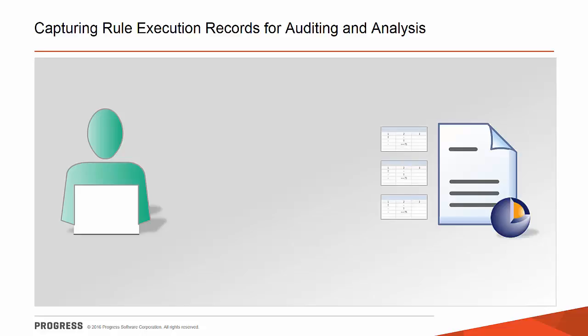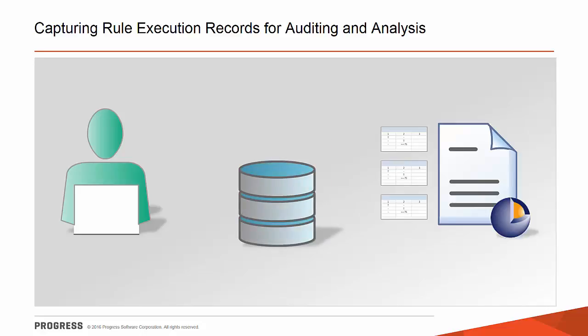It checks if the customer is a preferred cardholder. It processes coupons offering $10 off on the next order if the customer's shopping cart is worth $75 or more, and so on. Storing rule execution data in a database can be valuable.